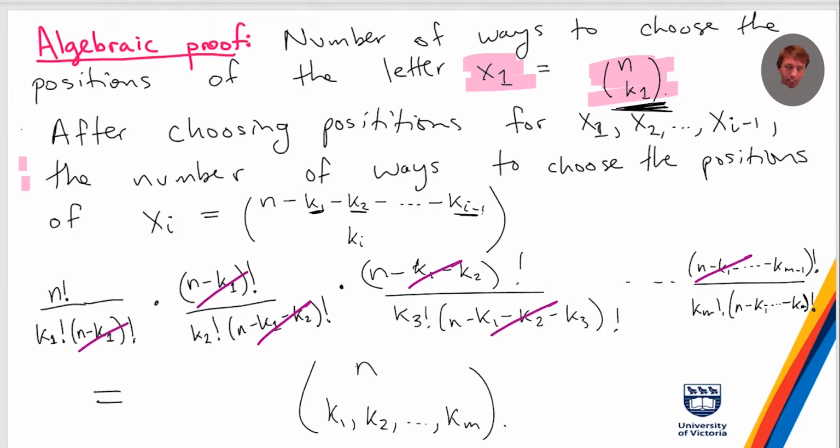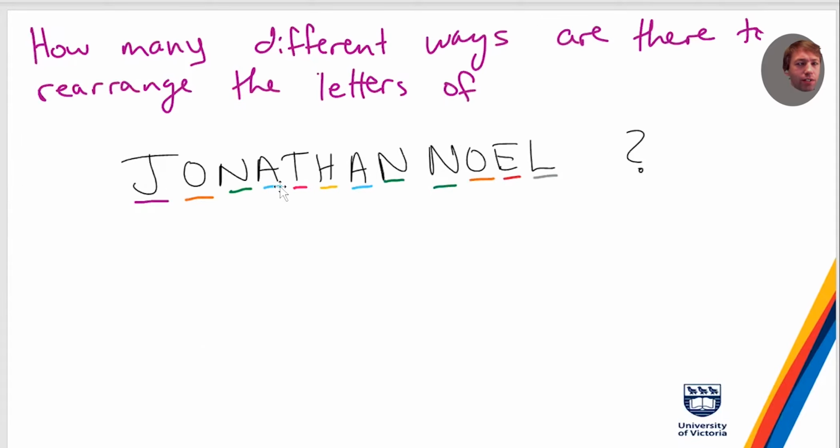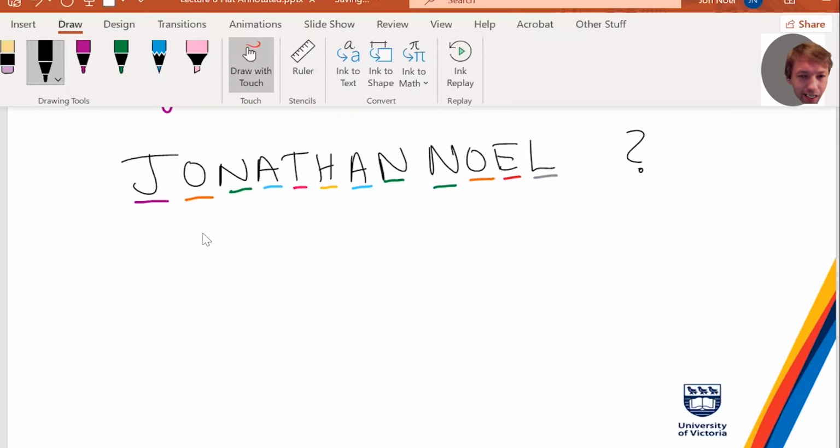So if you want to know how many words you can make by rearranging some letters, where some letters appear more than once, this is the answer. Okay, so how many ways can I rearrange the letters? So here's an example. I feel a little bit self-centered, making my own name as an example. But anyway, how many ways can I rearrange these letters? So we have to see how many times each one appears.